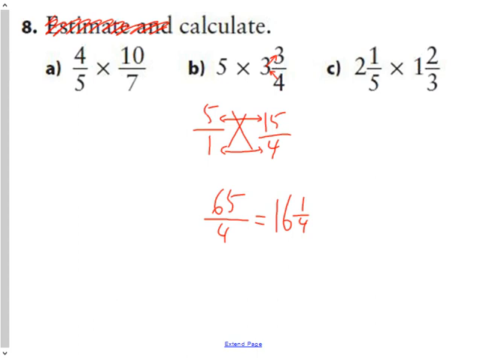And finally, question C, change them to improper. So 2 1/5 is going to be 11/5 multiplied by 5 over 3.